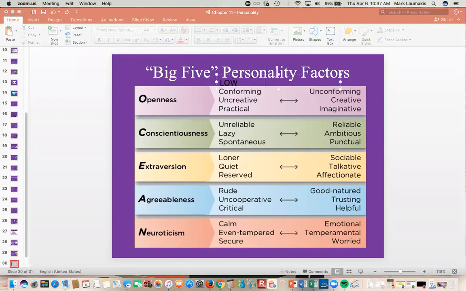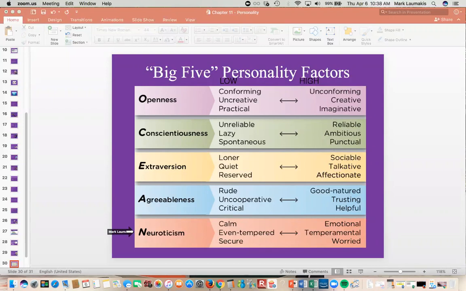And over here on the right, we're going to list this as folks who are high on these different dimensions. Okay, let me just stretch this out. Good. All right, so the 5 dimensions are as follows: openness, conscientiousness, extroversion, agreeableness, and neuroticism. What do you notice about the 5?